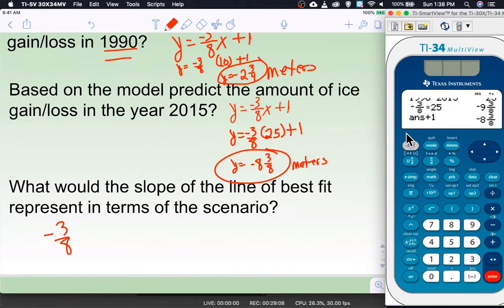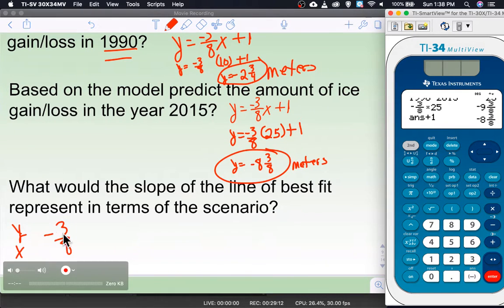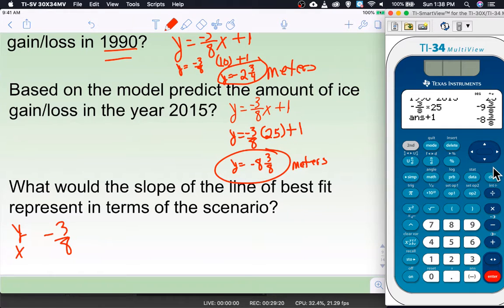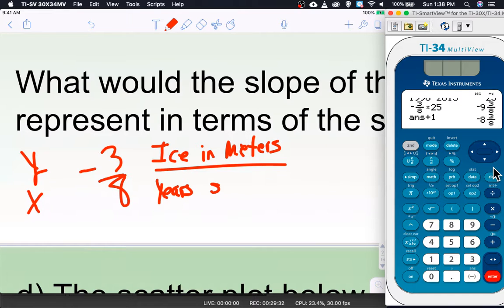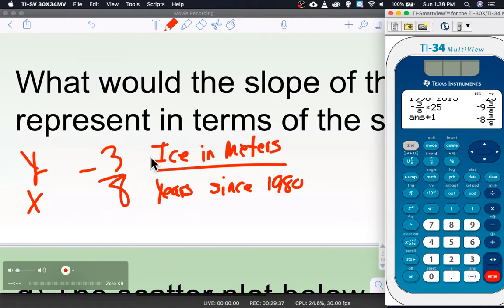I personally find it very helpful if I just label my labels from the problem. Understanding that the top number is your rise, it's your y variable. The bottom number is the x variable. So the y variable was the ice gain or loss, ice in meters. The bottom number was the year since 1980. So that means -3 meters of ice in 8 years since 1980.